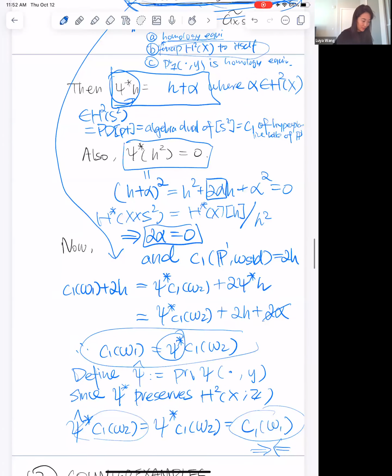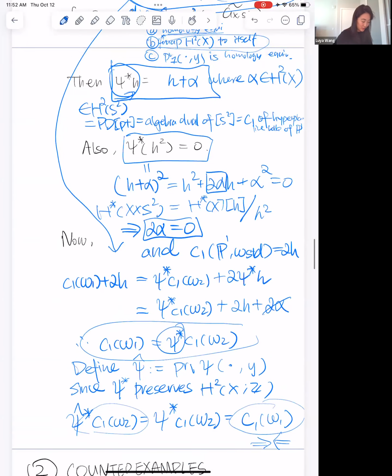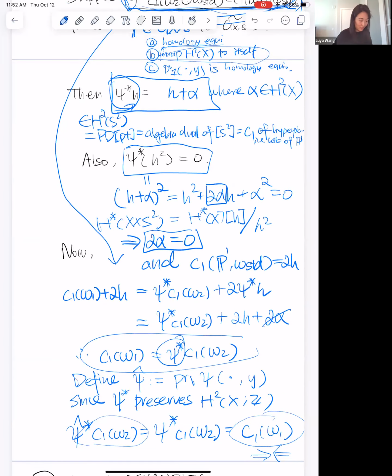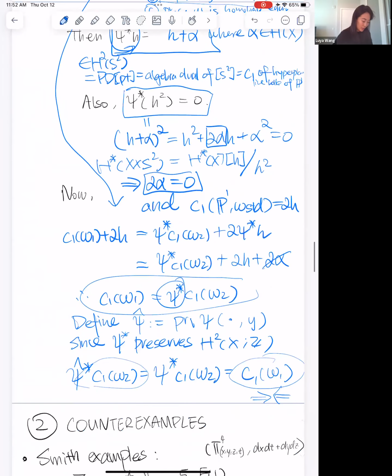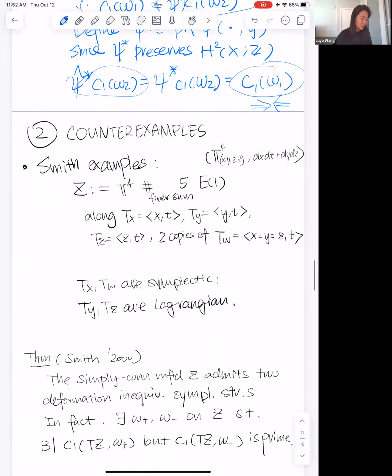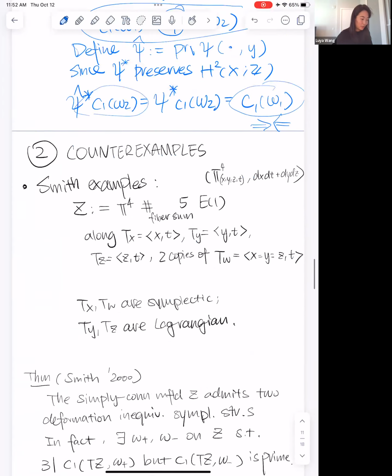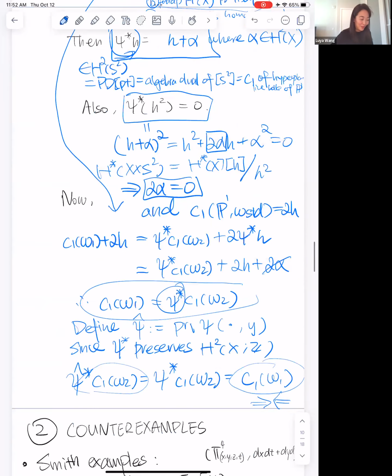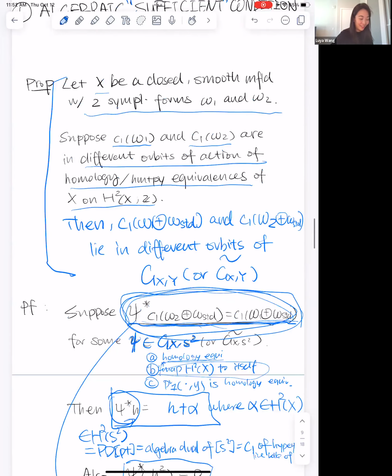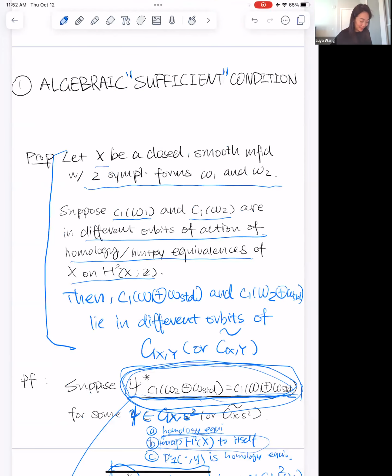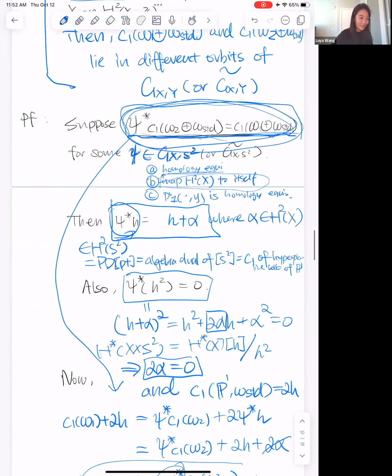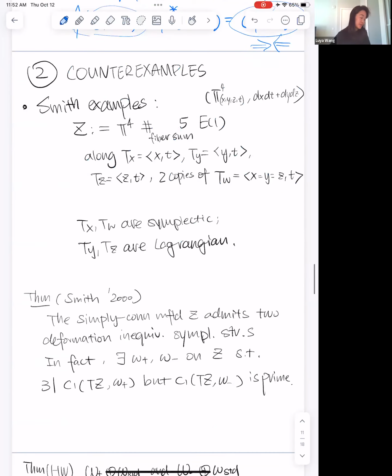Okay, so this is the algebraic sufficient condition, sufficient only just for our examples. And now let me tell you a bit more about our counterexamples. Maybe before that, I don't know if people have questions on this proposition. Okay, we'll continue. So our counterexamples: let me tell you about the first one, which is the one by Ivan Smith.